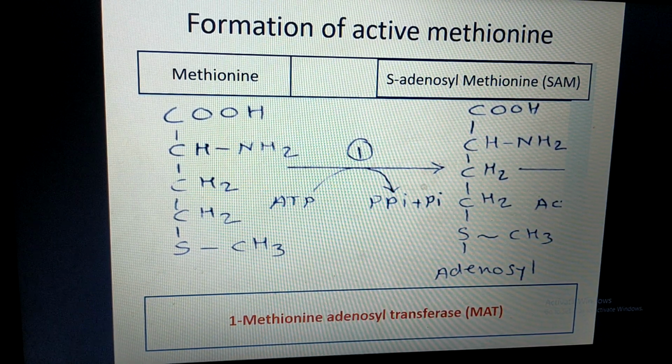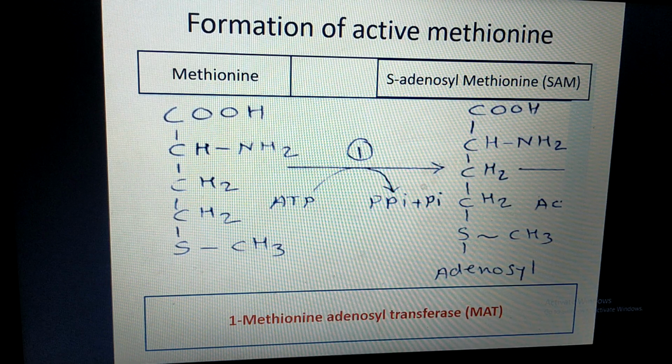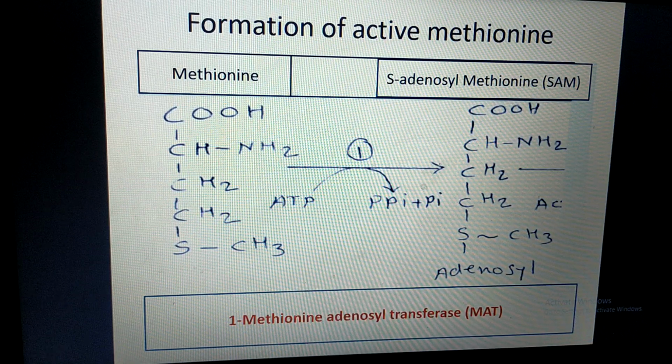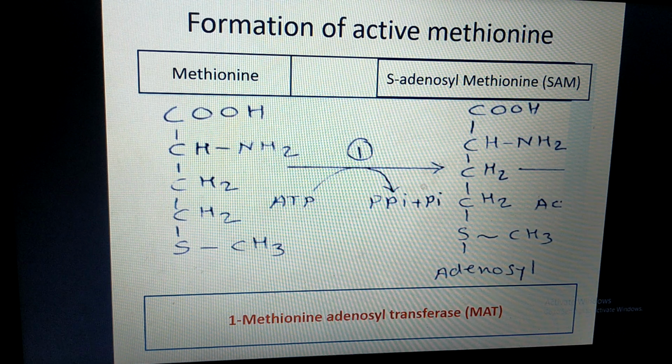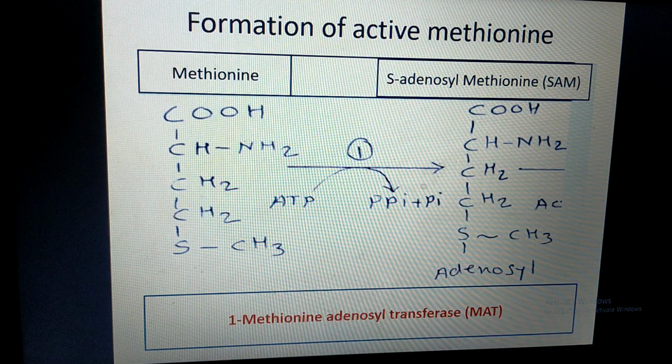So methionine and active methionine. S-adenosyl methionine is also called active methionine. Why? Because it participates in various transmethylation reactions. So on the left side I have shown the structure of methionine. Now this methionine combines with the adenosyl group of ATP. ATP is made up of adenine, ribose sugar and 3 phosphate groups. So adenine plus ribose sugar, they form the adenosyl group. So that adenosyl group combines with the sulfur atom of methionine to form S-adenosyl methionine.